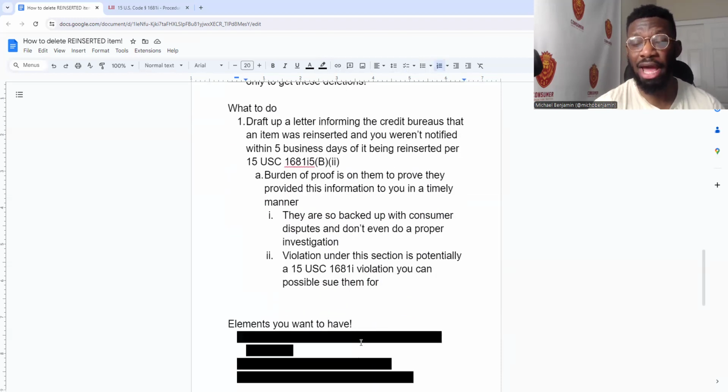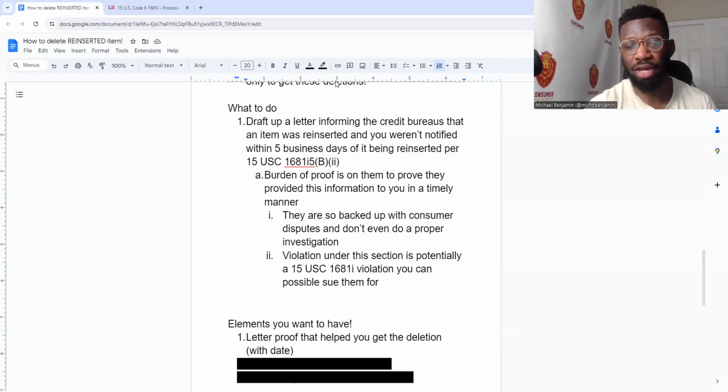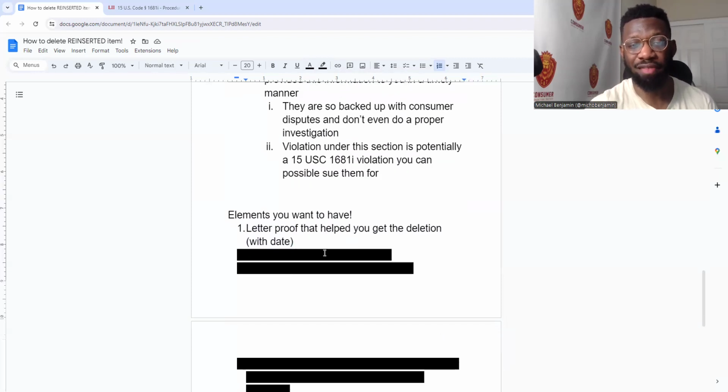So the elements you want to have, because I'm big on simplicity. This is what we do. These are elements that we have when we're going about it for our clients. This is what we have for my team and their SOP whenever it comes to reinsertion. Number one, we're going to have that dispute letter, the proof that helped you get the deletion, with the date. So the dispute letter that you sent out, whether it was mail, CFPB, etc., all of the above, you want to have that proof and have the date for it, right? So you want to have that letter that actually helped you get the deletion in the first place.